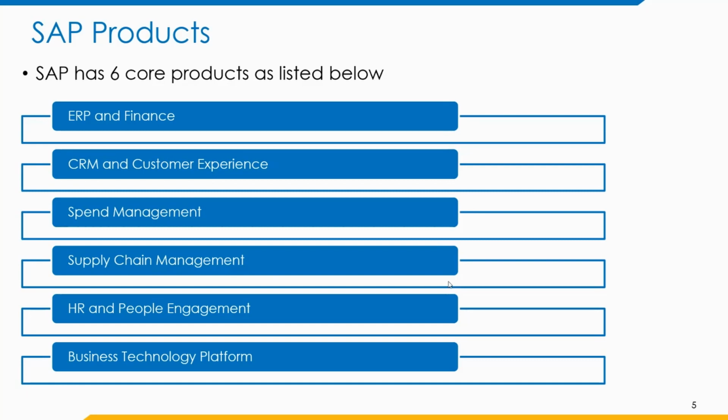The business technology platform of SAP brings together data management, analytics, artificial intelligence, application development, automation, and integration into one unified environment. So on the whole, these are the six core products that SAP provides.